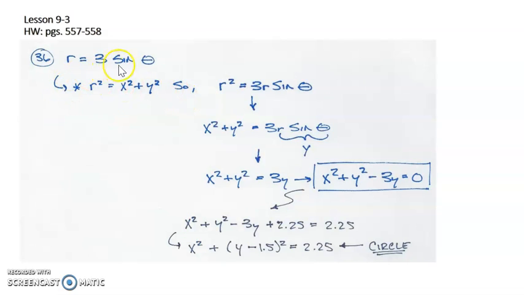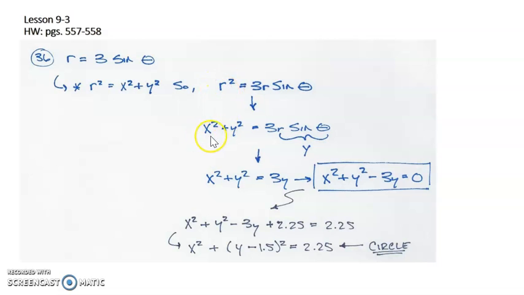36, we have r equals 3 sine of theta. And we're going to be rewriting this and see what kind of shape this is. Well, I know that r squared is equal to x squared plus y squared. So why don't we take this and multiply both sides by r? That's what we're doing here. If I multiply everything by r, you see the r show up right here, and then this becomes r squared. Once I do that, I can substitute what r squared is equal to in the equation.